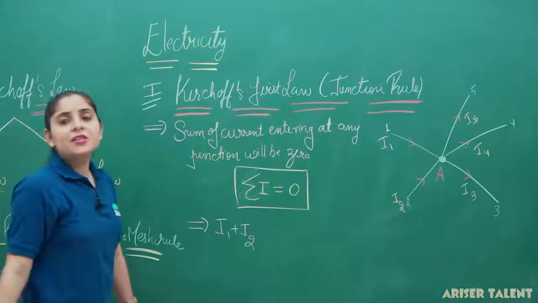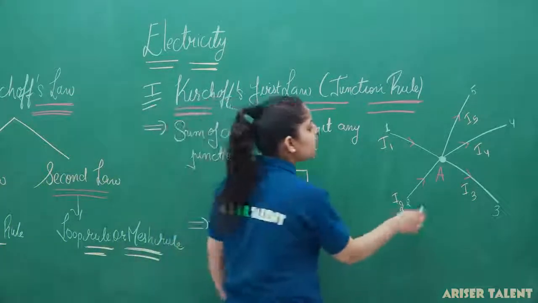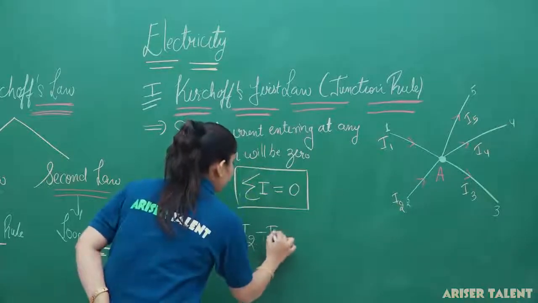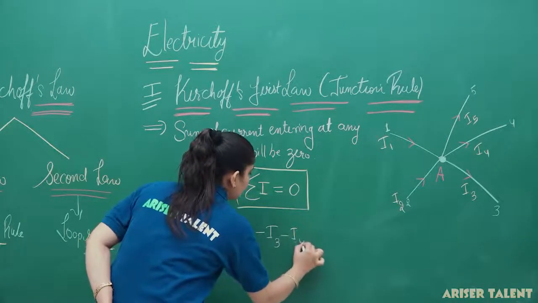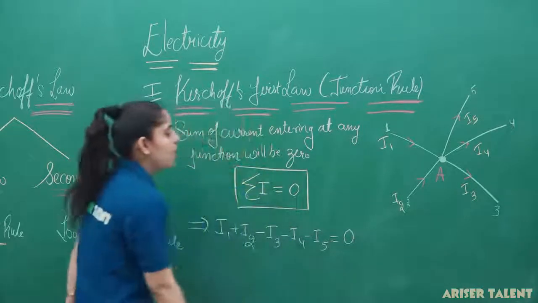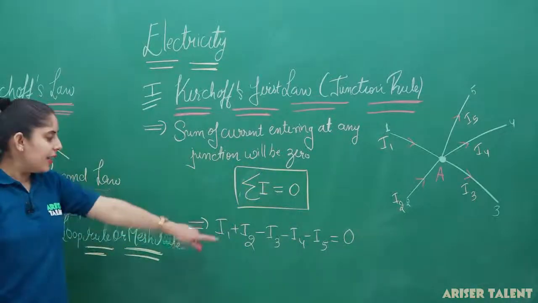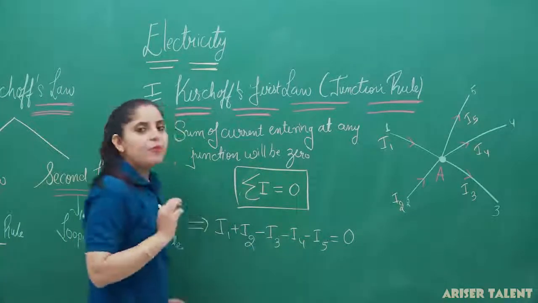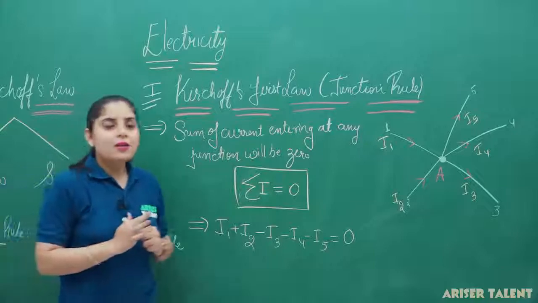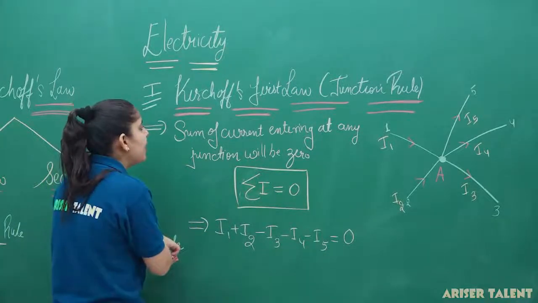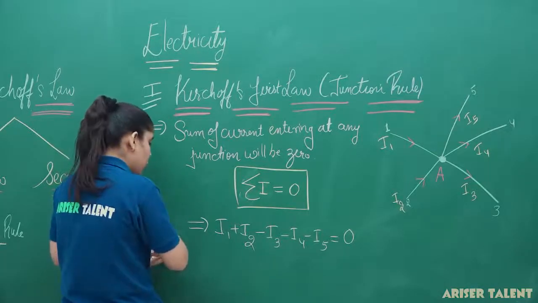Which are the currents which are leaving the system? The currents which are leaving the system are 3, 4 and 5. So, I can write here I1 plus I2 minus I3 minus I4 minus I5 equal to 0. Why am I substituting the negative sign in front of I3, I4 and I5? Because these currents are just leaving the system here. So this is the basic formula we are getting from Kirchhoff's first law.